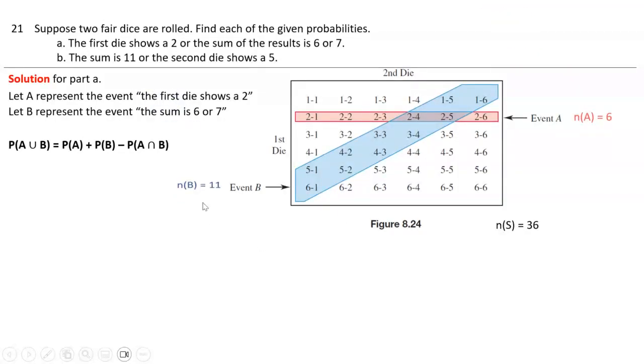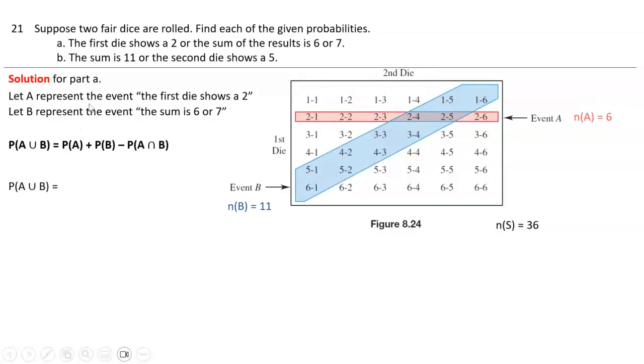Now for the event B, which is 6 or 7, it is going to be 11, because we have all these that add up to 6, which is 5,1; 4,2; 3,3; 2,4; and 1,5. And 7 will be 6,1; 5,2; 4,3; 3,4; 2,5; and 1,6. If we add all these, it's going to give us 11: 1, 2, 3, 4, 5, 6, 7, 8, 9, 10, 11.